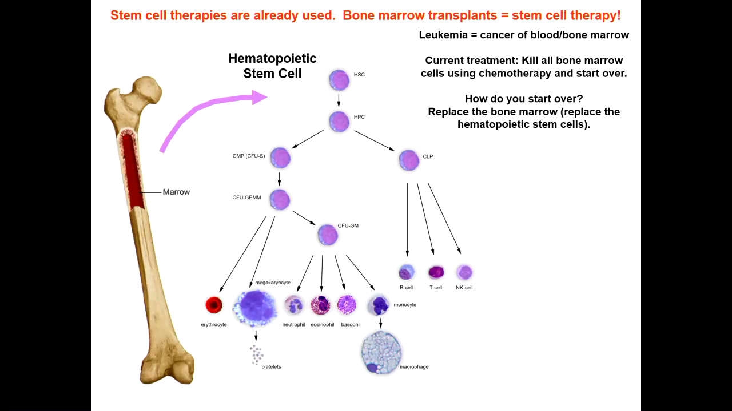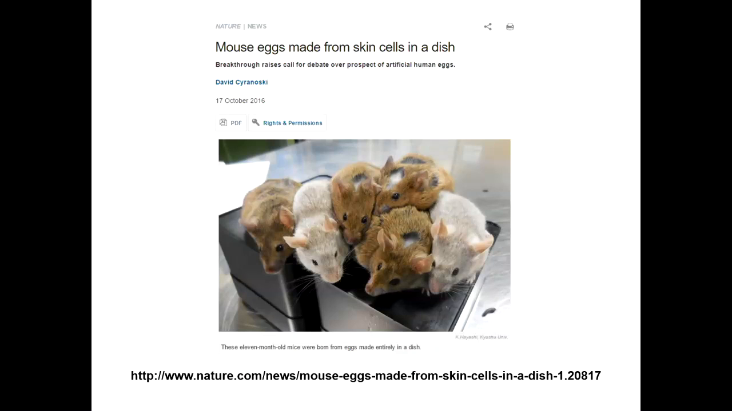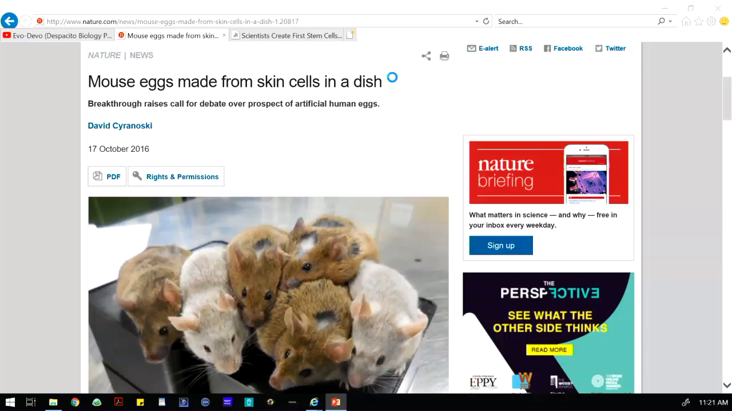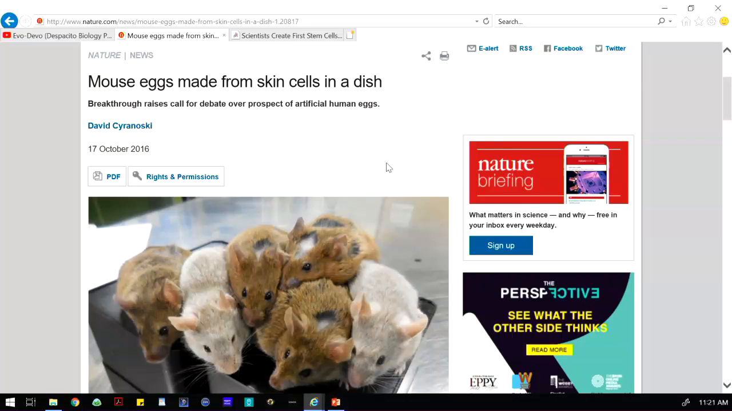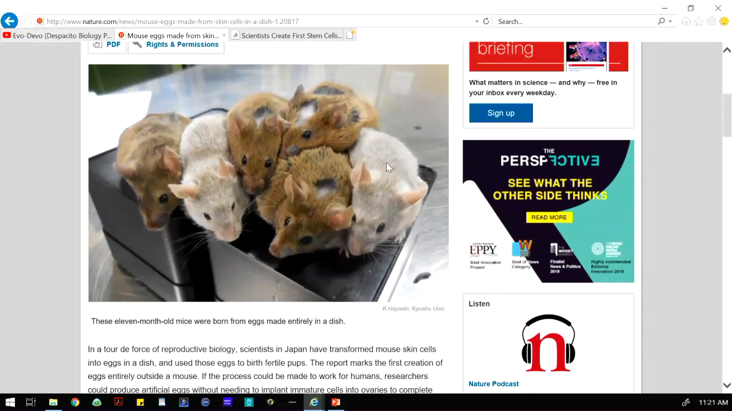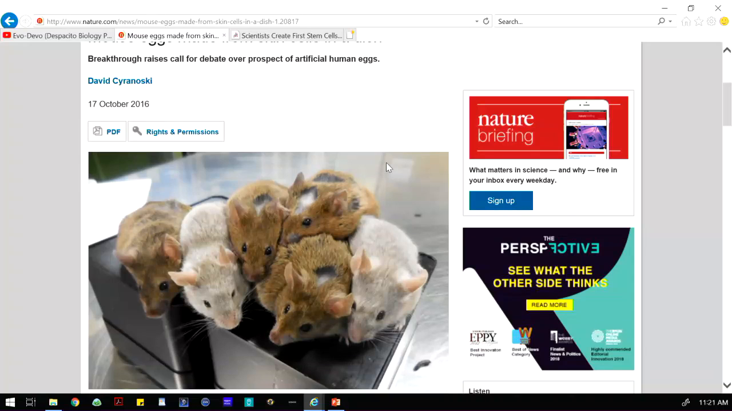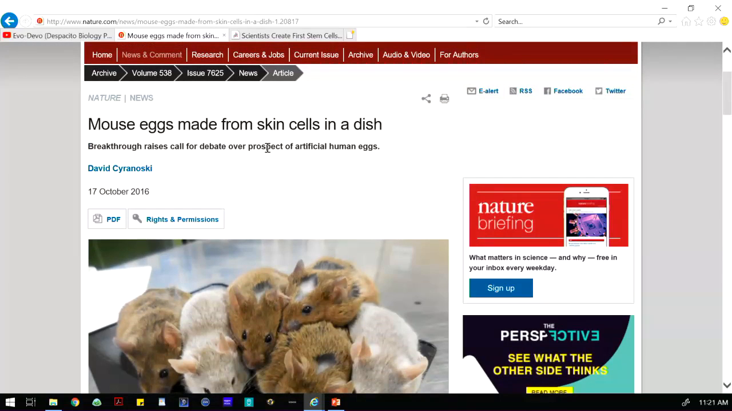One example of the progress we're making, these are mouse eggs made from skin cells in a dish. This was a paper in 2016. So there is a lot of interest in being able to create organisms and therapeutic tissues right from stem cells. And so this was both exciting and created worry about the ethics of, let's say, doing something like this for humans, because you could now make human eggs using the same technique, in theory.